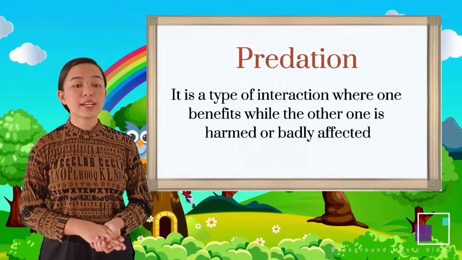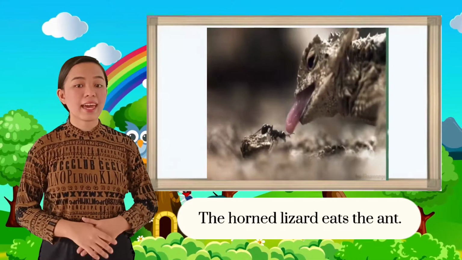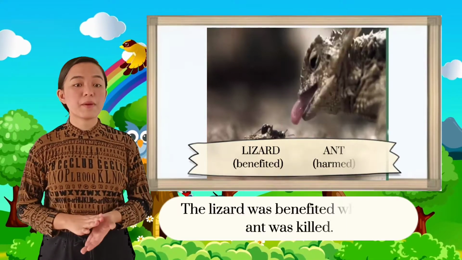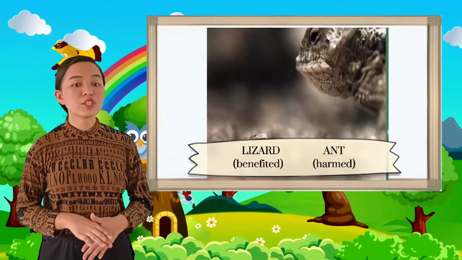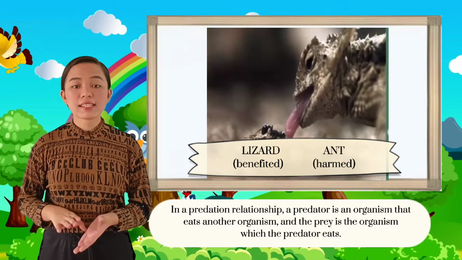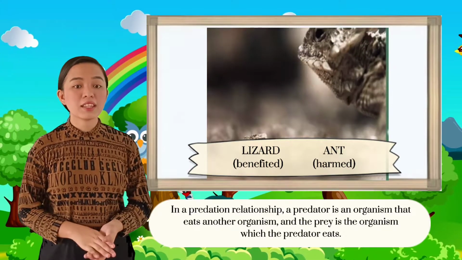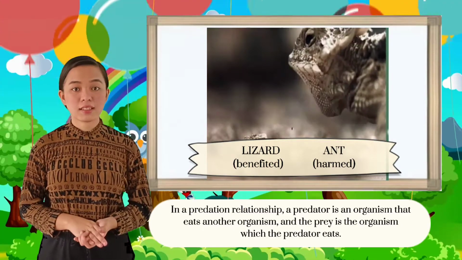So for example, take a look at this video. The horned lizard eats the ant. So the lizard was benefited while the ant was killed. So in a predation relationship, a predator is an organism that eats another organism, and the prey is the organism which the predator eats.